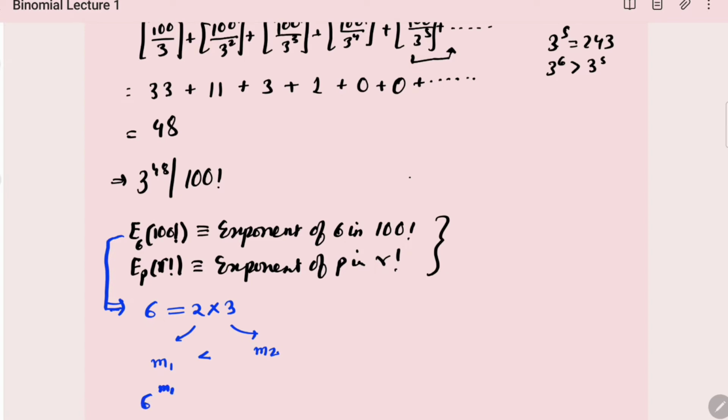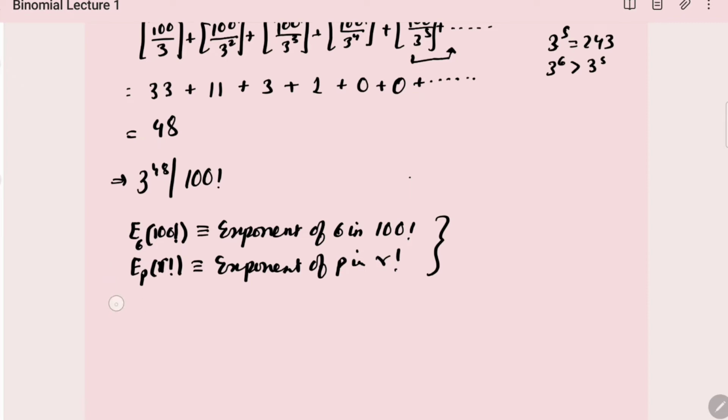Why? Because of course 3's will remain. If there are not 1 2 and 1 3 multiplied to give you 1 6. So if there are only m1 2's, then m2 minus m1 3's will remain. These m2 minus m1 3's will not have any 2 to multiply themselves with and yield 6, right? So let me give you an example.